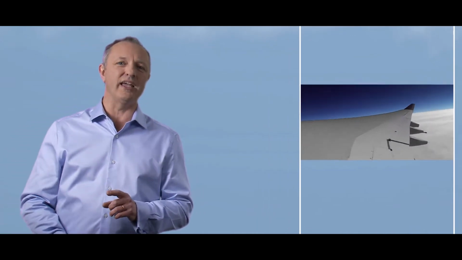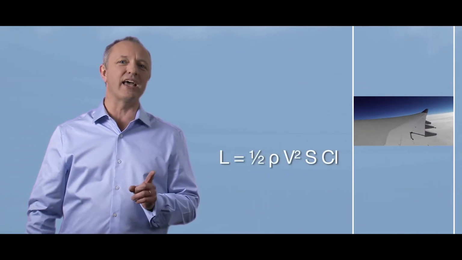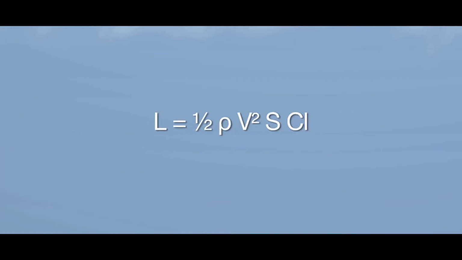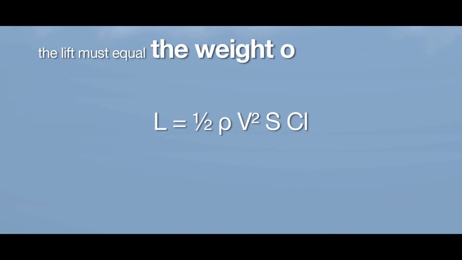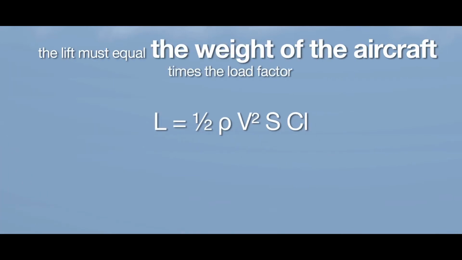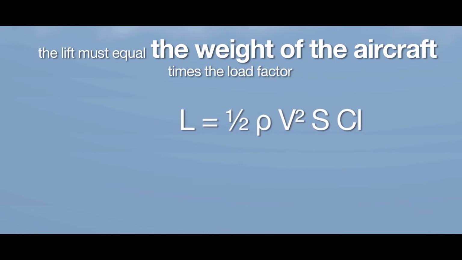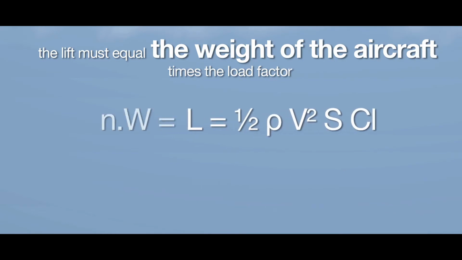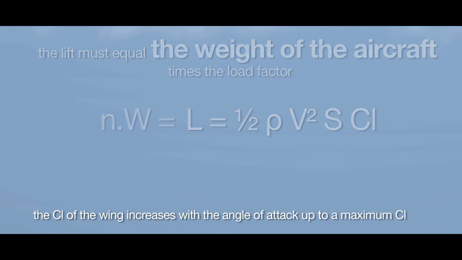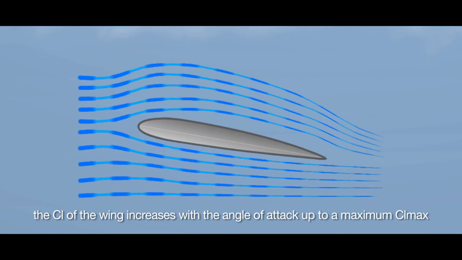A wing generates lift, where L equals a half rho V squared SCL. The lift must equal the weight of the aircraft times the load factor. L equals N times W. N equals load factor, W equals weight. The general lift equation becomes N times W equals L equals a half rho V squared SCL. The CL of the wing increases with the angle of attack up to a maximum, CL max.